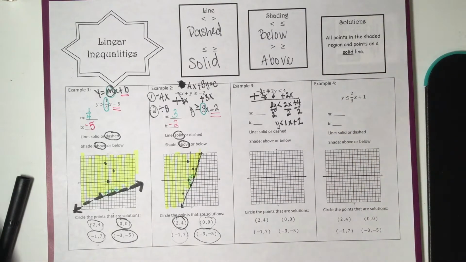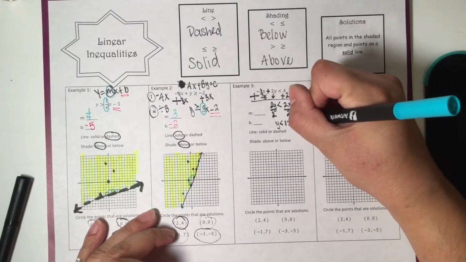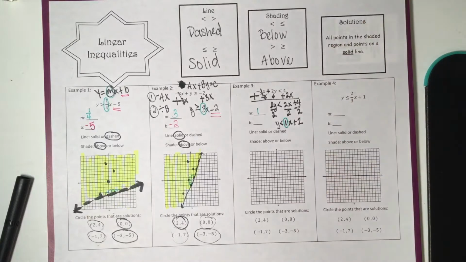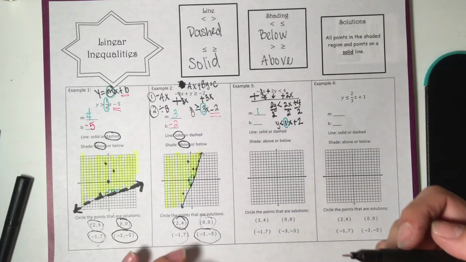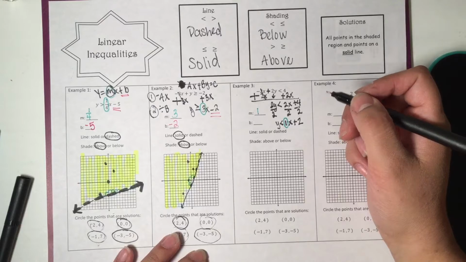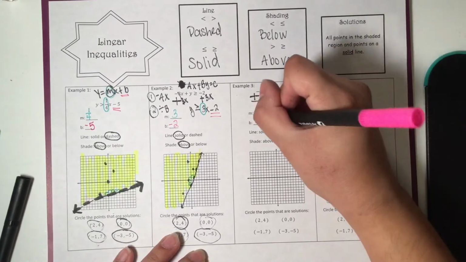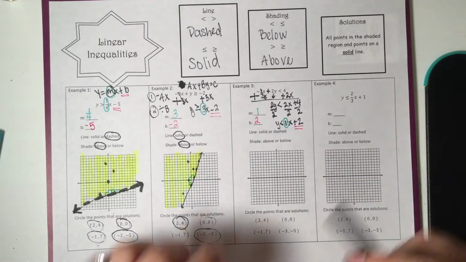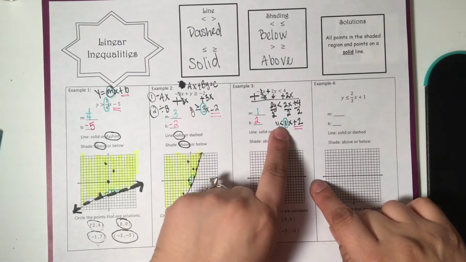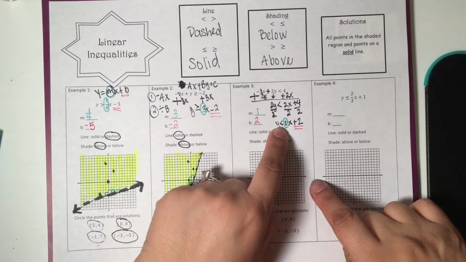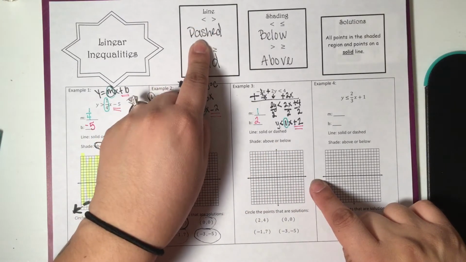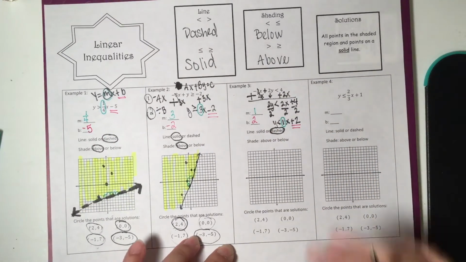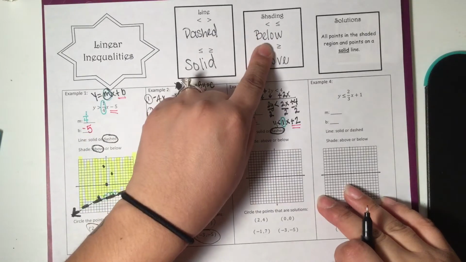So here's my slope. Remember the coefficient of x, and my slope is 1. And then I have to get my y-intercept, which is right here at 2. Now, is it solid or dashed? Well, the sign says less than. So according to this, less than is dashed. And again, my sign is less than, so this time we will be shading below.